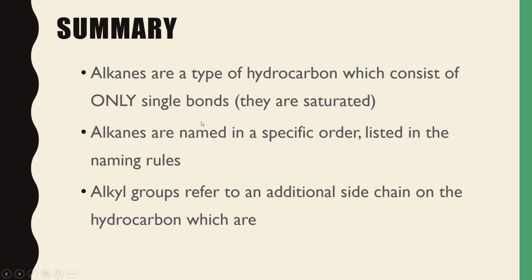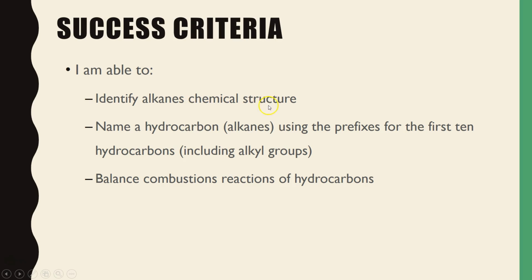So, a summary of today's lesson: alkanes are made of hydrocarbons, which consist of only single bonds, and they're so-called saturated. They are named in a specific order, which was generated from that table we saw, and alkyl groups refer to the addition of a side chain. Halogens are just adding a bromo, iodo, fluoro, or chloro to the molecule. You should be able to identify the chemical structure of alkanes, name a hydrocarbon as an alkane using the first prefixes, and name them using the halogens, or haloalkanes.